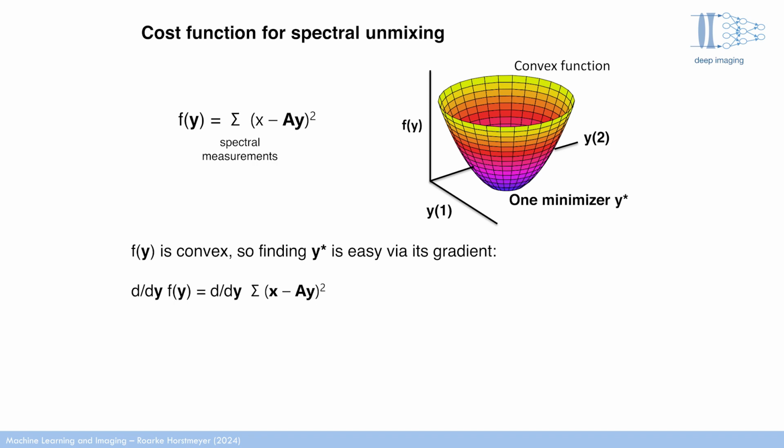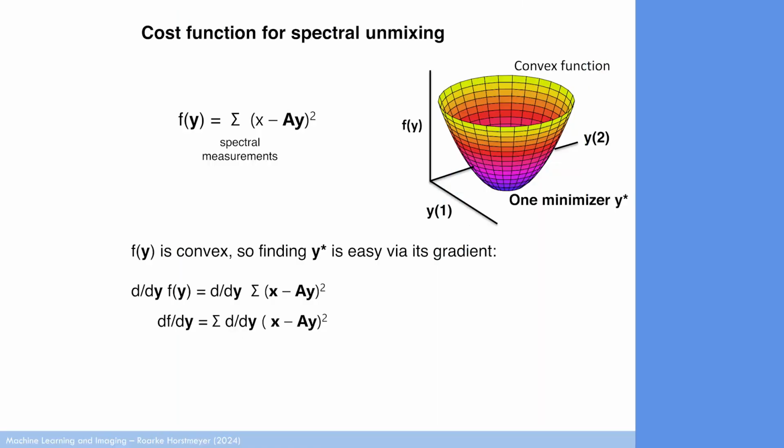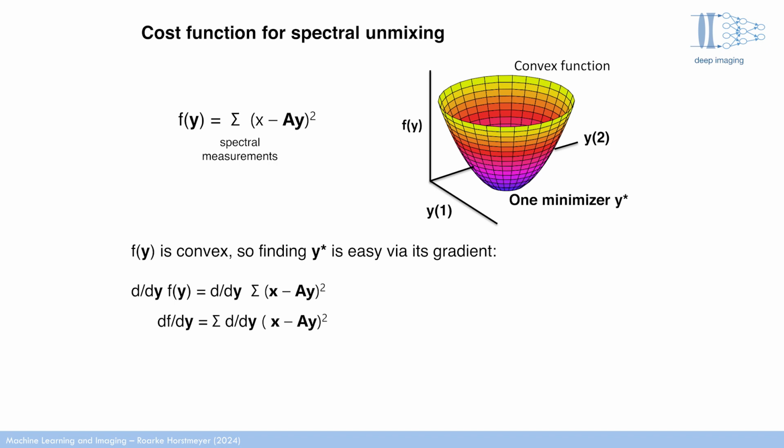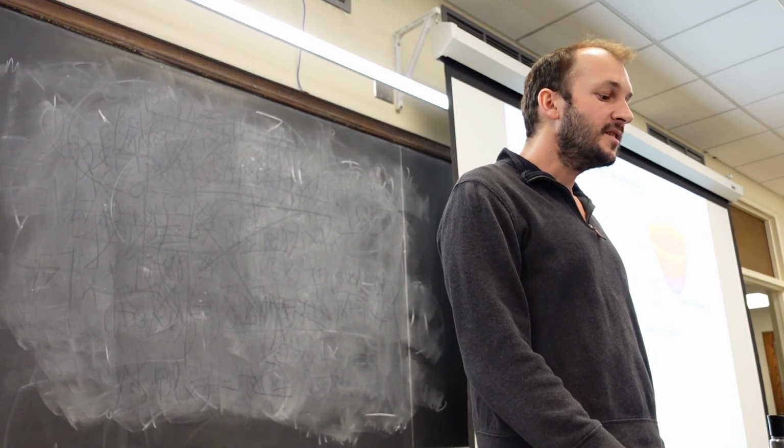So that's this, I'm using a bold symbol for y, d dy of the cost function f of y equals d dy times the sum of those squared values of the difference between our measurements x and A times y. And so the derivative can go inside the sum. And so now we need to just evaluate the matrix derivative of x minus Ay, right, with respect to y. And so this isn't so hard.